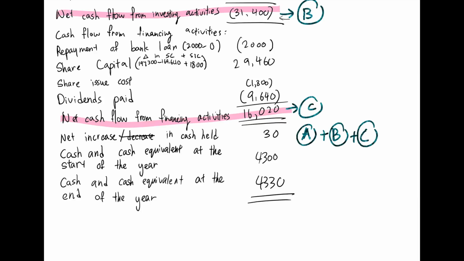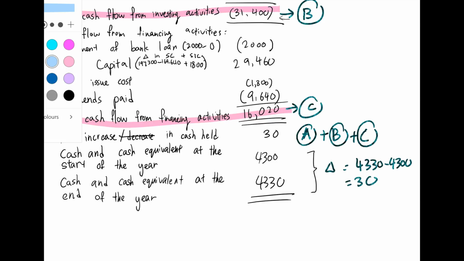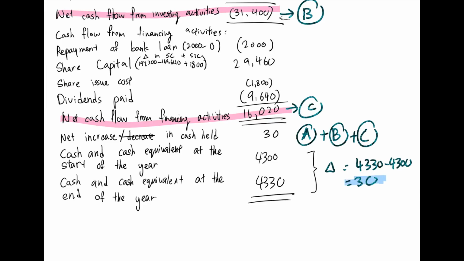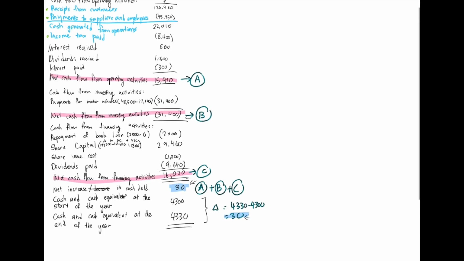So how to check whether your statement is correct or not? You look at the differences between your start and your end. You take 4330 minus 4,300, you will get 30. The difference between your opening and closing balance for your cash and cash equivalent has to be the same as your net increase in cash, which is 30. Since we got the same figure, we have done it correctly. So this is how you prepare your SOCF for question 21.